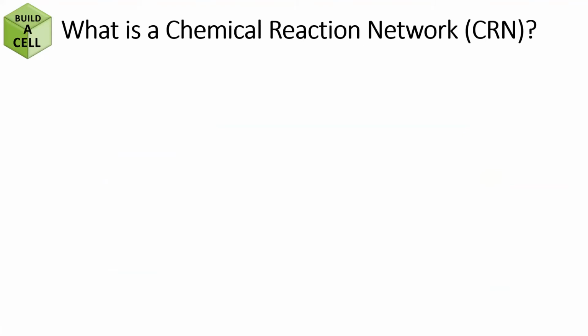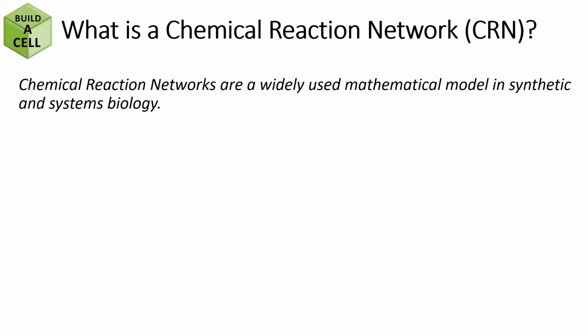bunch of times, and I've talked about models. Chemical reaction networks are the models we're going to be using in this course. And they're a very widely used mathematical model in synthetic and systems biology. I was just Googling chemical reaction network models in Google Scholar. If you type in chemical reaction network, there's over 5 million papers that come up in patents. They're very widely used across many disciplines. So let's define them real quick.